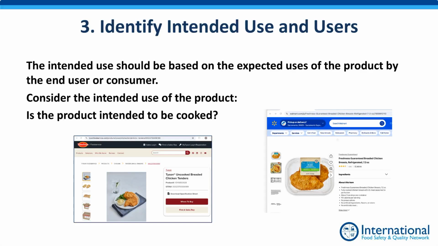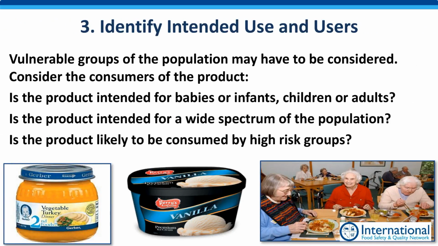A number of product recalls have occurred, for example, with frozen raw vegetables and coated battered poultry products, due to unintended use of the product because they needed to be cooked. Vulnerable groups of the population may have to be considered. Is the product intended for babies, infants, children, or adults? Is the product intended for a wide spectrum of the population? Is the product likely to be consumed by high-risk groups?